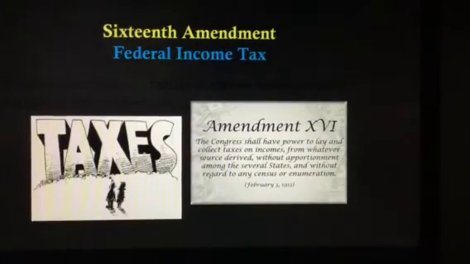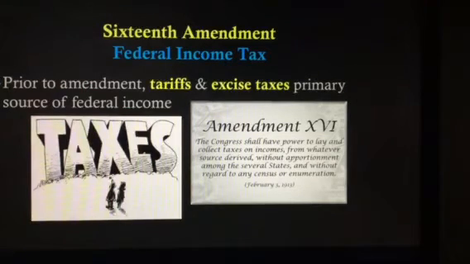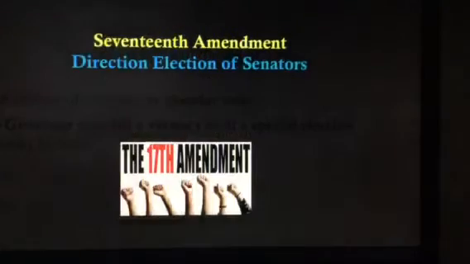The 16th Amendment, the federal income tax. Prior to this amendment, the federal government used primarily tariffs and excise taxes as a source of revenue. But the 16th Amendment gives Congress the power to lay and collect taxes on incomes. The federal income tax, the 16th Amendment. This was early 1900s, 1913, as you can see.